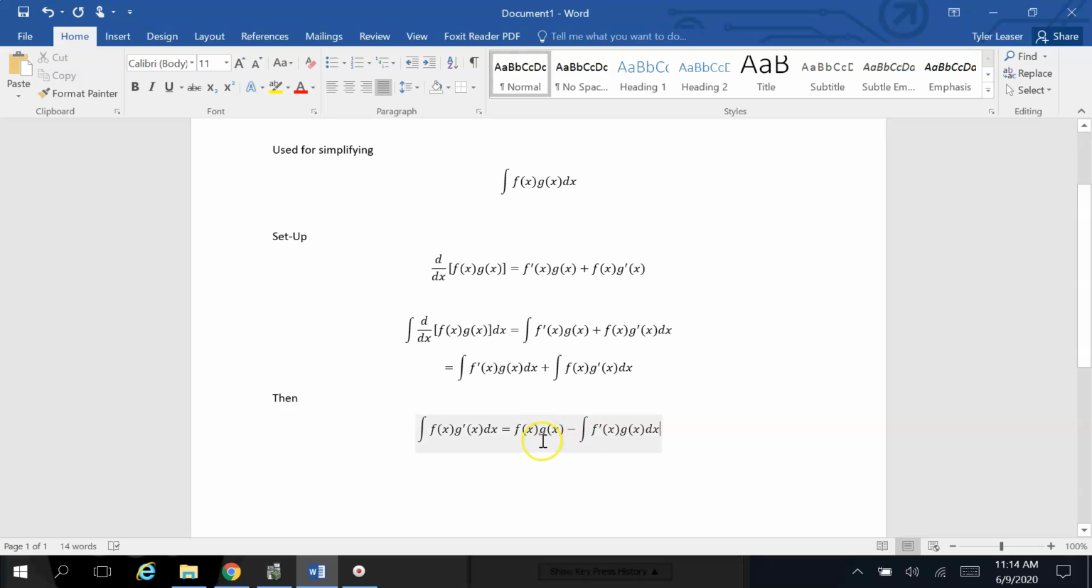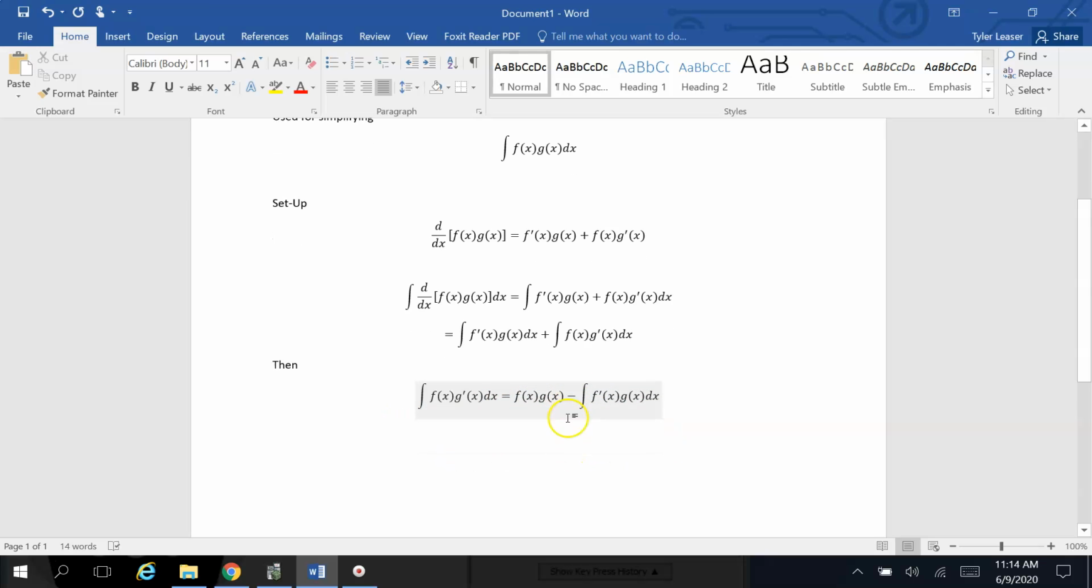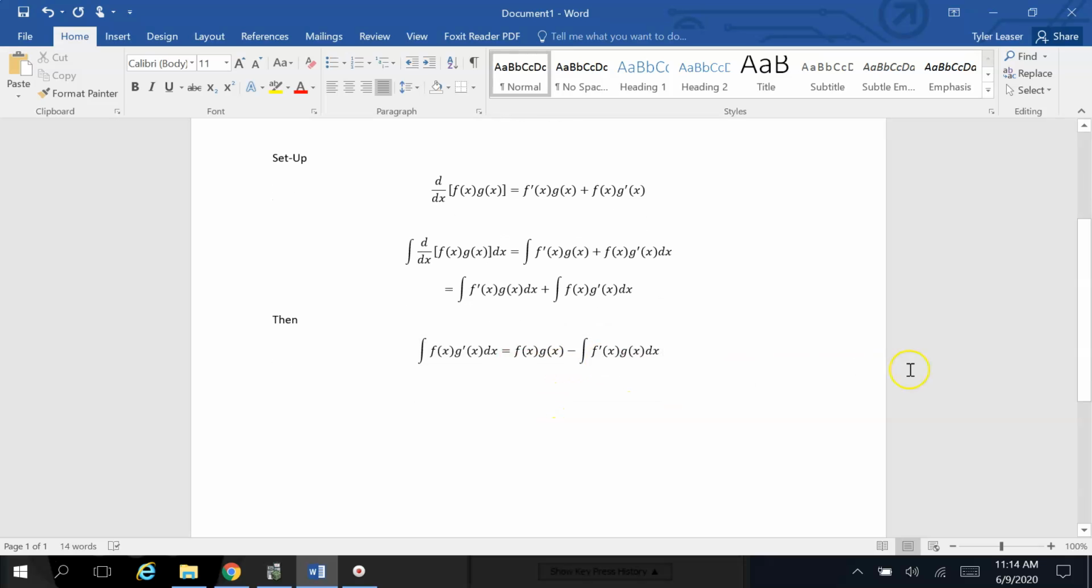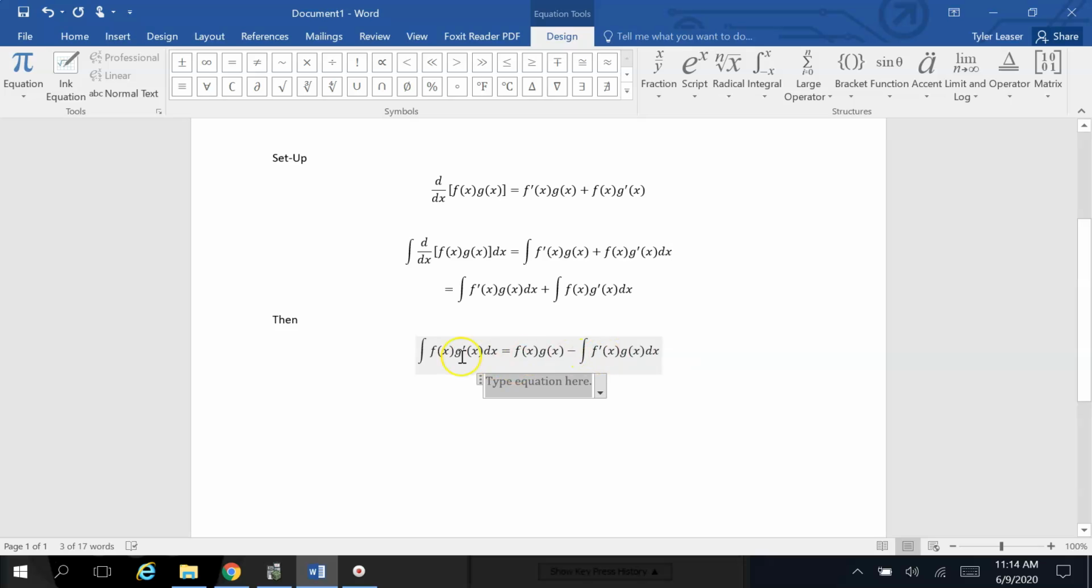All right, this is what we need. This, believe it or not, is going to be our definition for integration by parts. It's just that that's kind of ugly looking, so we simplify it down a little bit. What we're going to do is set f of x equal to u, and we're going to set g of x equal to v.